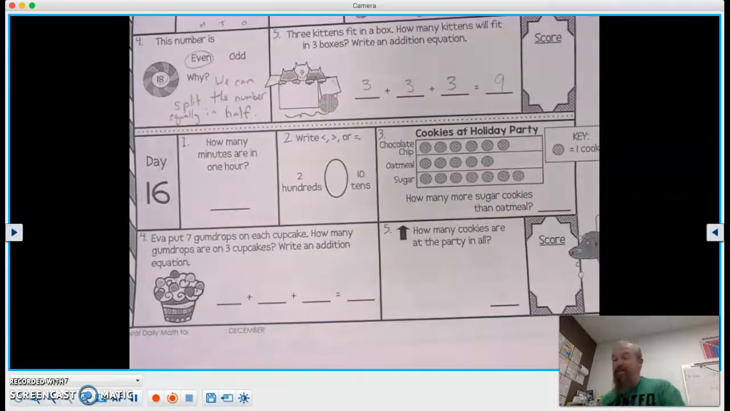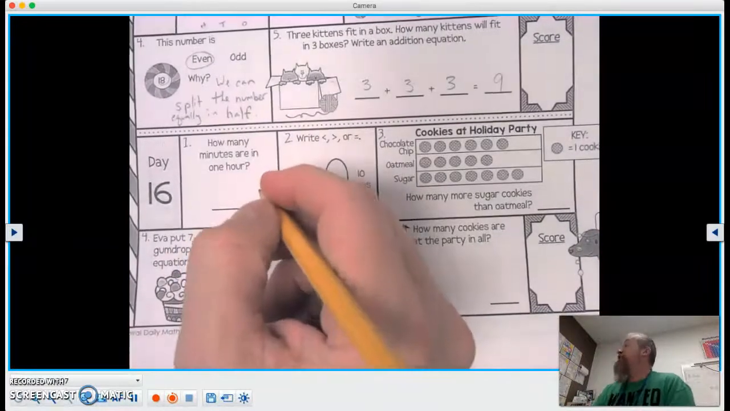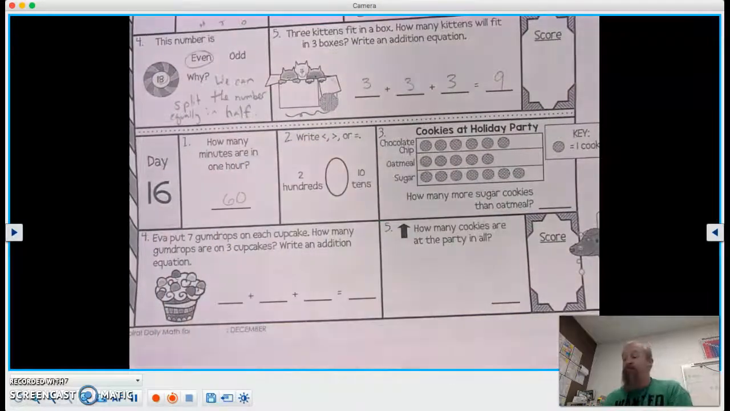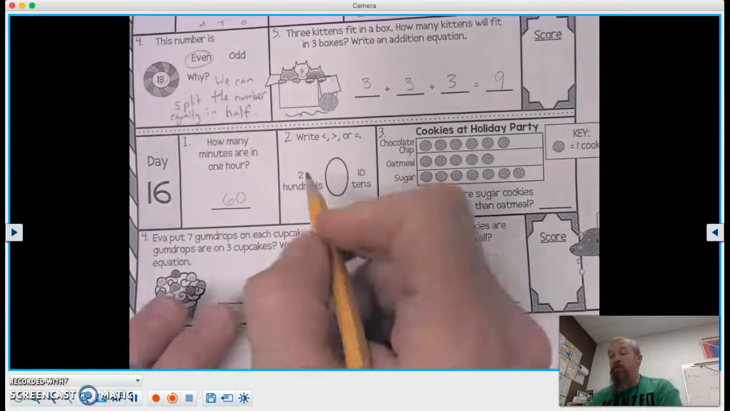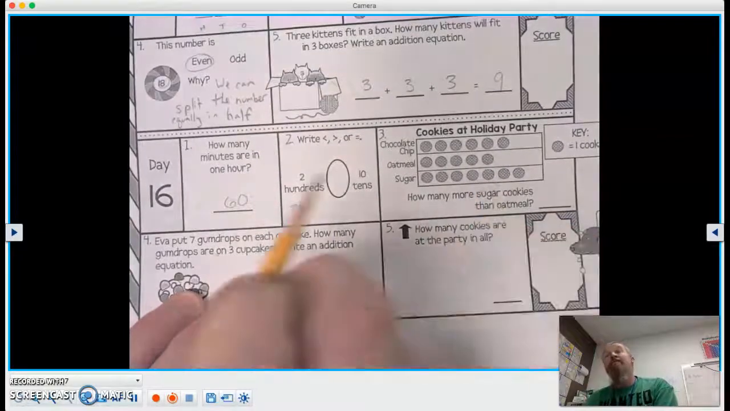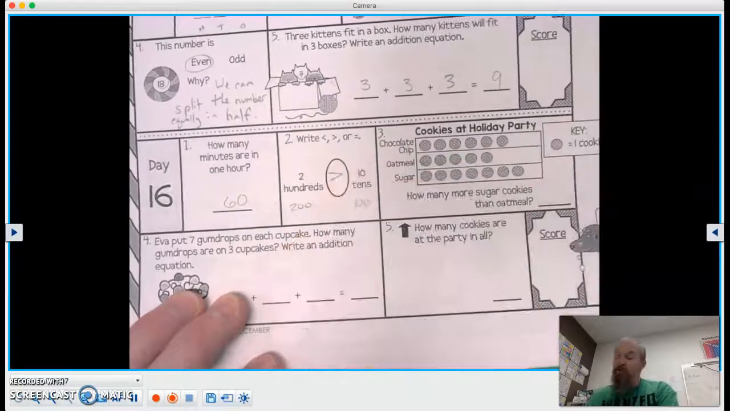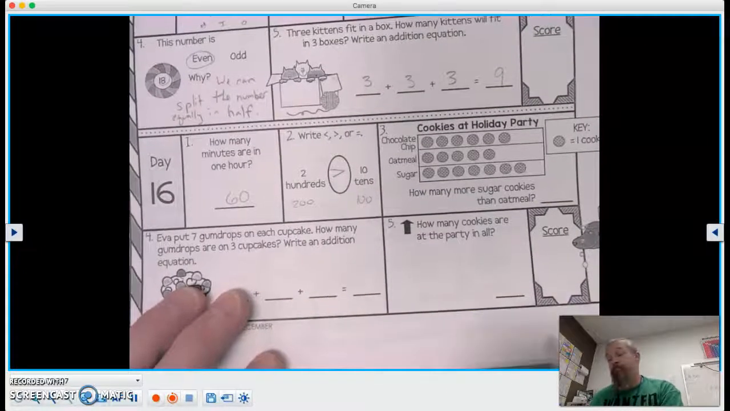We have December Daily Math, Day 16. How many minutes are in 1 hour? 60. Okay? Write less than, greater than, or equal to: 2 hundredths or 10 tens, which would be 10, and then you add a 0 as tens. 200 is greater than 100.